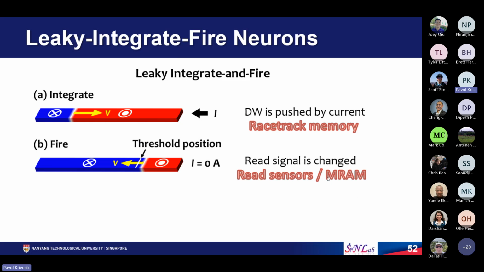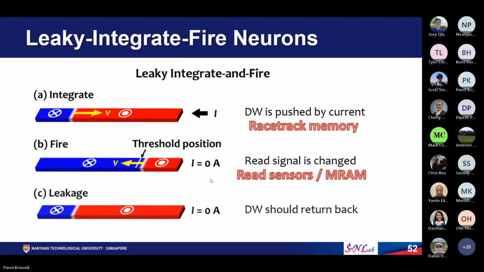People in the field of read sensors, especially, and MRAM have been doing this for many years. So that's not a challenging problem. The unique and challenging problem is the leakage. If you use current and move the domain ball from left to right, then stop supplying the current, typically you will find that the domain ball will get stuck somewhere here. But we want the domain ball to go back to its initial position.